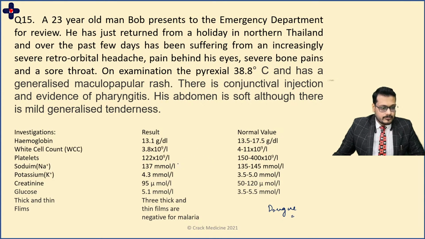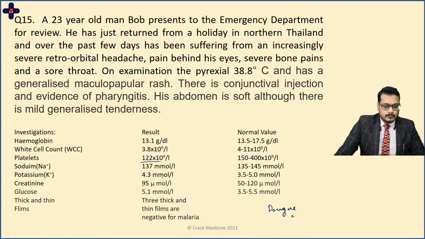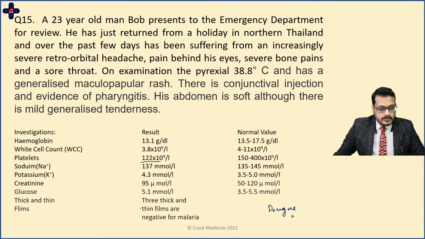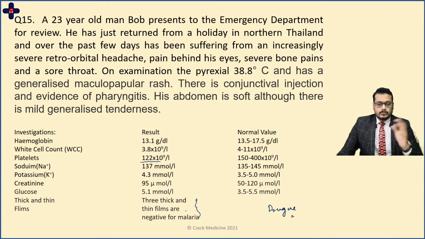Why? If you look over here at the platelets, they are slightly reduced right now, but they can actually go down very much. One more thing over here, 3 thick and thin films are negative for malaria. This is basically the diagnostic criteria to rule out malaria, unless the question specifically mentions that 3 thick and thin both the films are negative for malaria, don't rule out malaria.